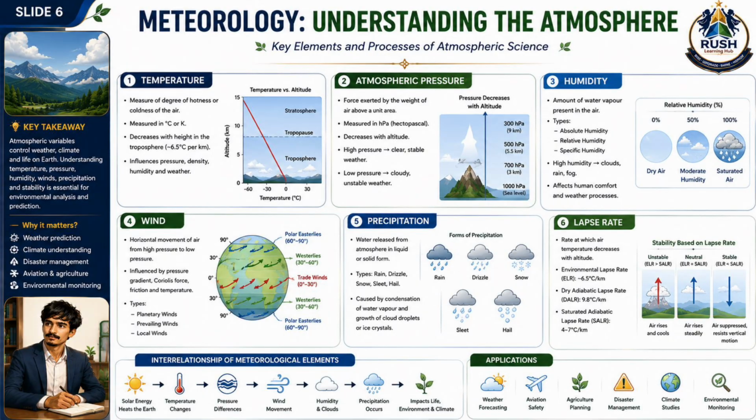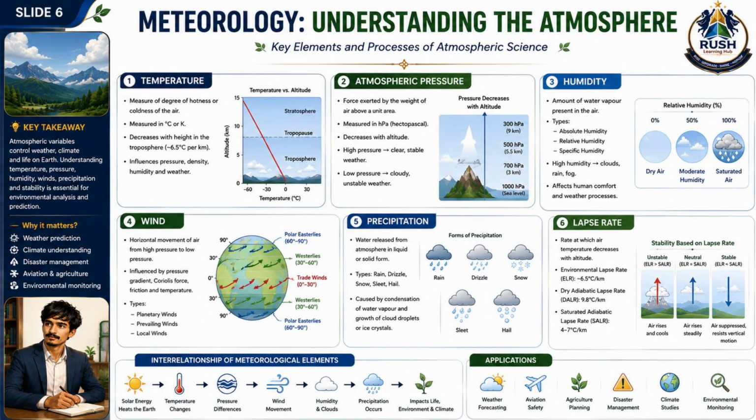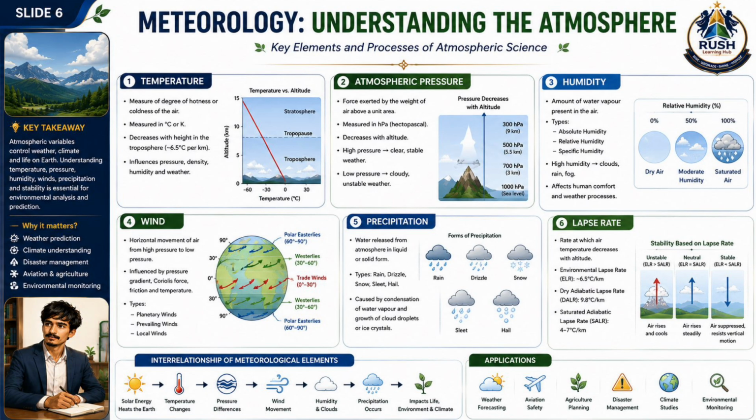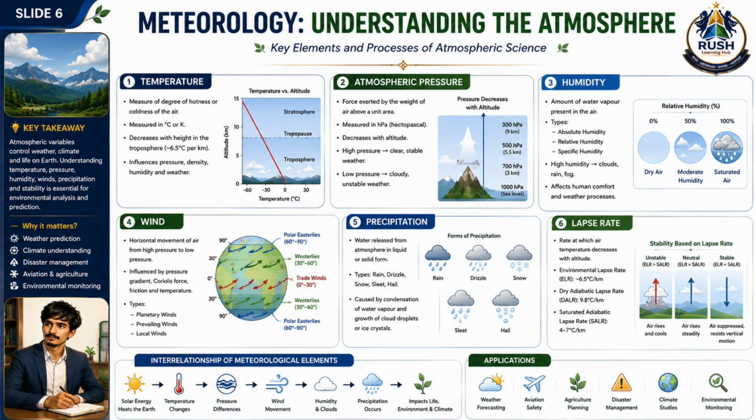Now let us discuss humidity. Humidity refers to the amount of water vapor present in the atmosphere. Several forms of humidity are used in meteorology, including absolute humidity, specific humidity, and relative humidity. For UGC NET examinations, relative humidity is particularly important.